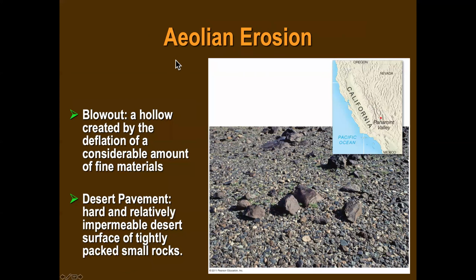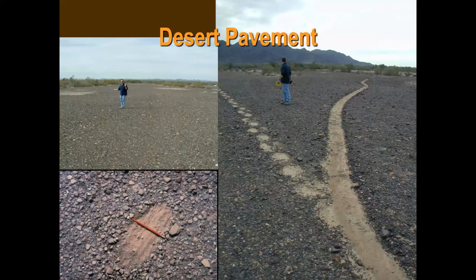Two other types of erosion. One's called a blowout, and another one's called desert pavement. Desert pavement is hard and relatively impermeable, meaning water cannot seep through it. So basically what happens is these bigger pieces remain, but the dust underneath is blown out. And what's left behind is something that looks almost like pavement, very loose pebbles and rocks. Here's an example of desert pavement, from the desert Southwest. Again, you have rock covering very, very fine dust underneath.